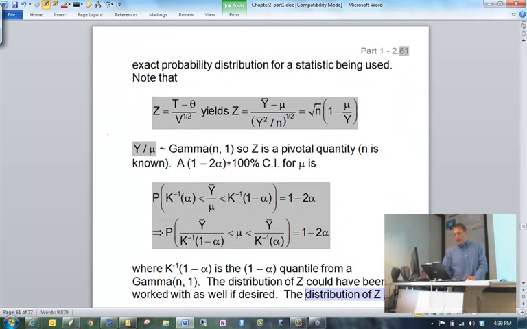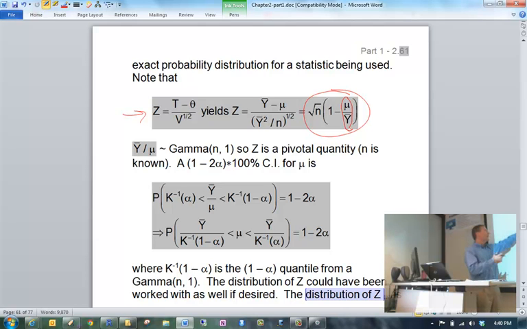Now, here, let's look at what Z would be. Z is T minus theta divided by V to the 1/2 power. T is y bar, V is y bar squared divided by n for our setting here. And you do a little math, you come up with this quantity here. The key part is this mu divided by y bar. Well, y bar divided by mu itself, one could show using 882 stuff, is a gamma(n, 1). Notice there's no other random variables in that quantity, and thus we have the distribution for Z.